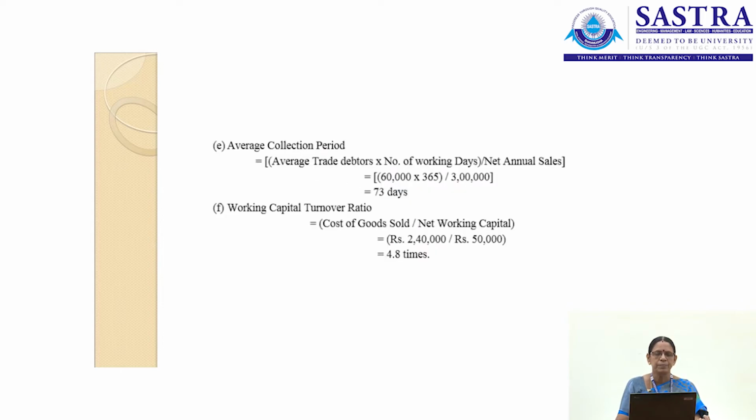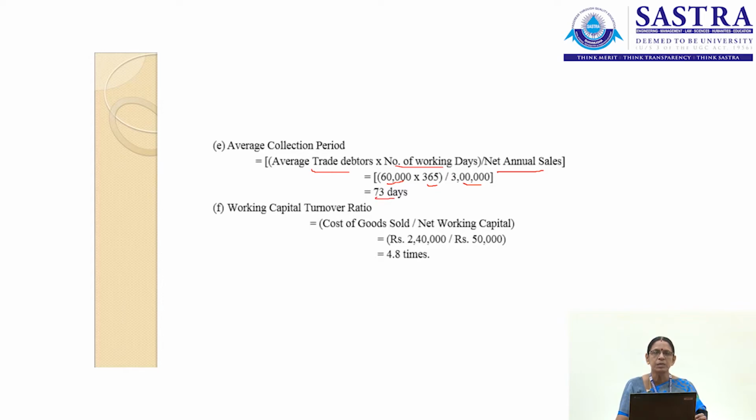Average collection period: average trade debtors into number of working days divided by net annual sales. So we take into account directly here. 60,000 is your average debtors, 365 days we are taking in a year, so net annual sales is 3 lakh rupees. So 73 days is said to be the average collection period.